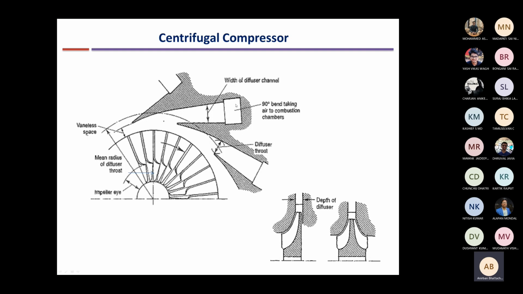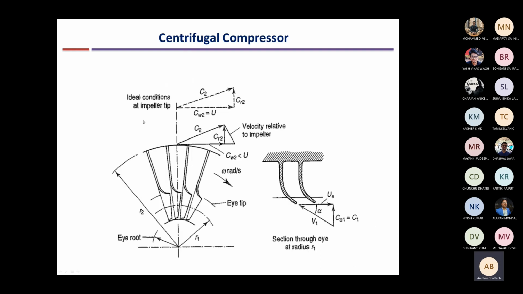Now it is bent away from the screen direction and goes towards the combustion chamber. So this bend takes you into the screen, towards the combustion chamber. The combustion chamber is further away behind the screen. So this is the working principle of a centrifugal compressor. We will try to understand this better by this schematic diagram along with the velocity triangles.